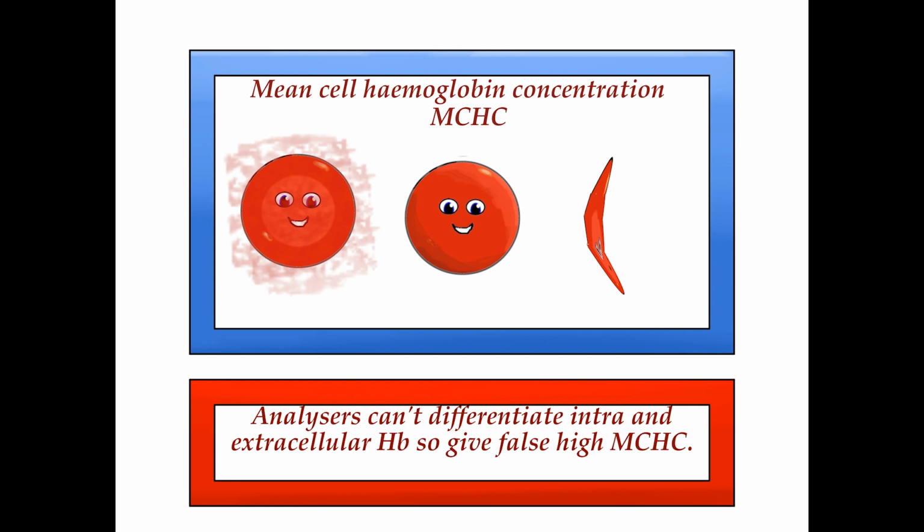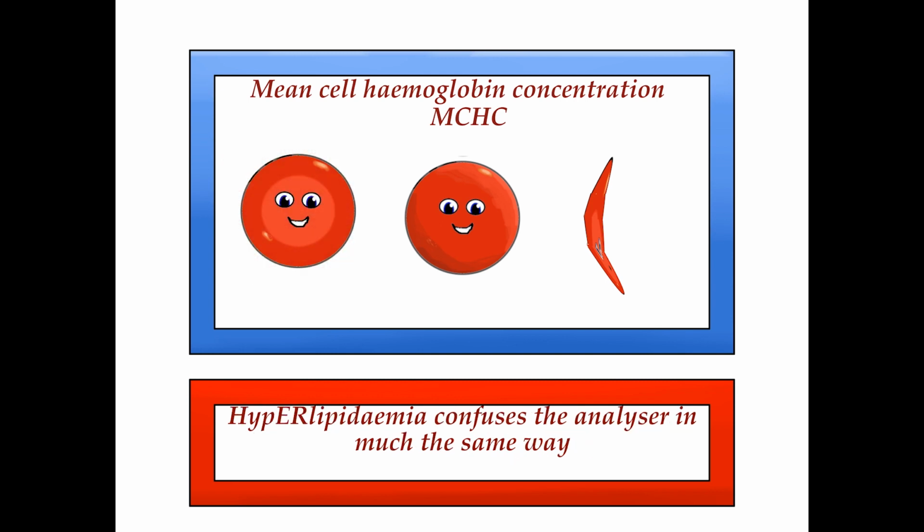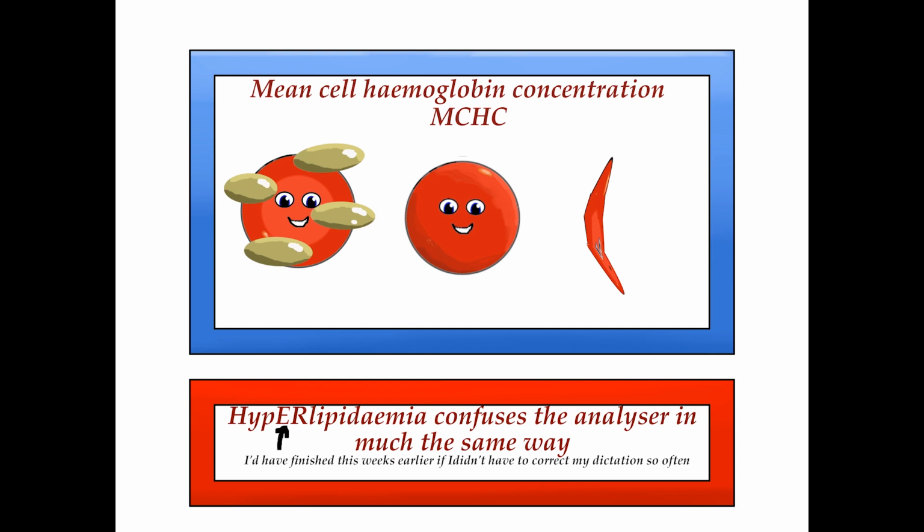which can be a clue to hemolysis. The other thing that can confuse the machine, and it has nothing to do with hemolysis, but I can't be bothered doing it again later, is hyperlipidemia. So lipids floating around in the bloodstream can also falsely alter your MCV.